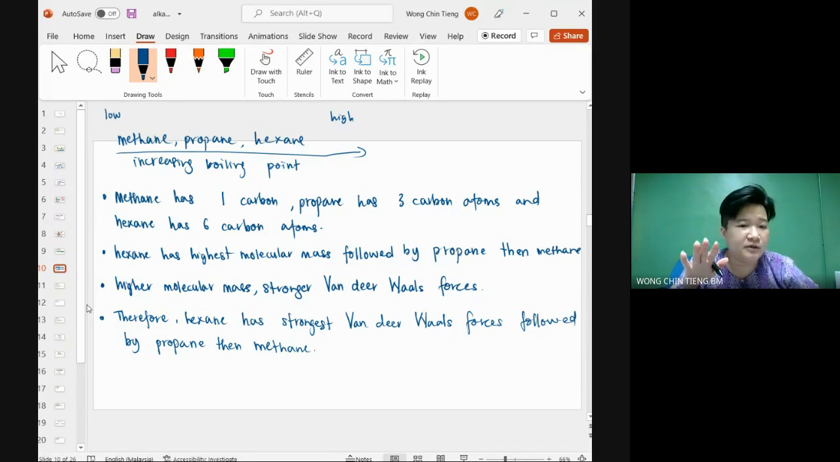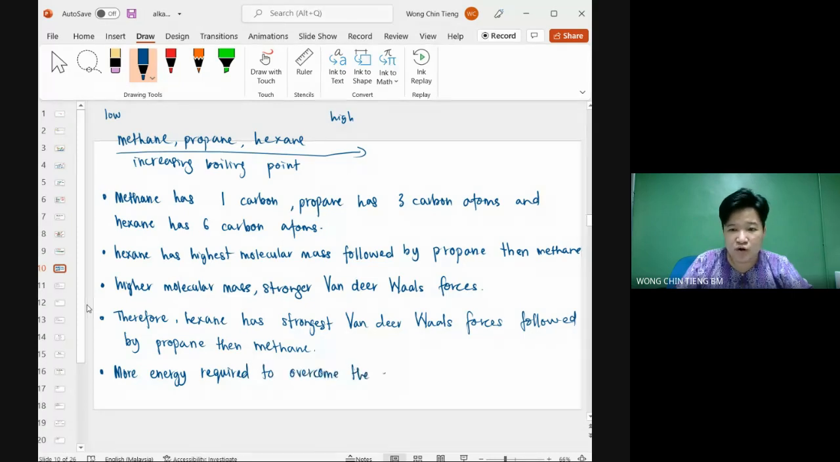Even dalam nota saya pun, tak kisah soalan saya adalah increasing order atau decreasing order, saya tetap akan cerita yang paling tinggi dulu. Senang. Okay. So, yang ni yang paling tinggi lah. Lepas tu, ayat yang bawah dua ni sama je. More energy required. Standard lah. Bila dia dah stronger van der Waals forces, more energy required lah. More energy required to overcome the strong van der Waals forces in hexane.